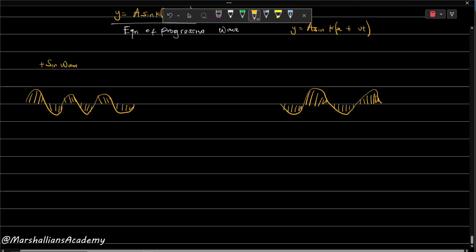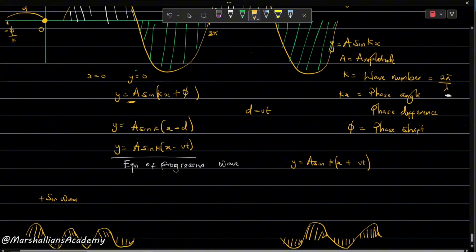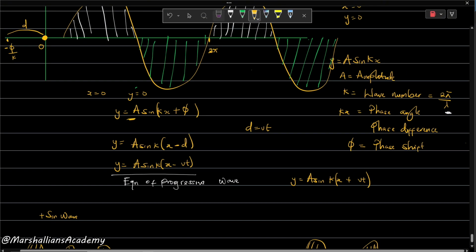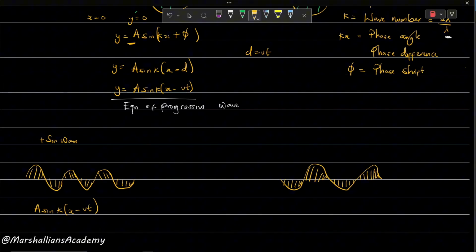Now, if a wave goes up before it goes down, then the equation is going to be A sine k into brackets x. What did I write, plus? It's supposed to be minus. See this formula here, x minus vt. But what if the wave is going in the other direction? It means it is going down before it goes up, and I'm going to have A sine k into bracket vt minus x. Do you understand it?